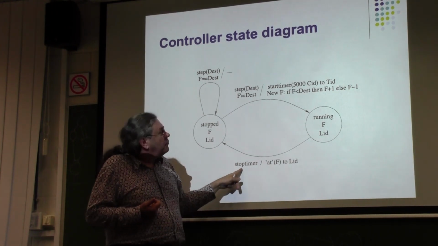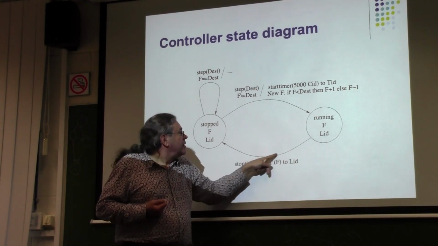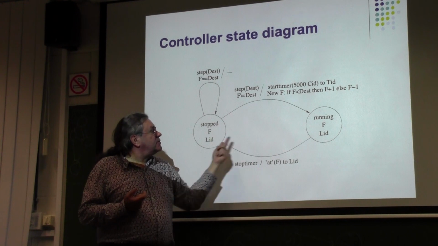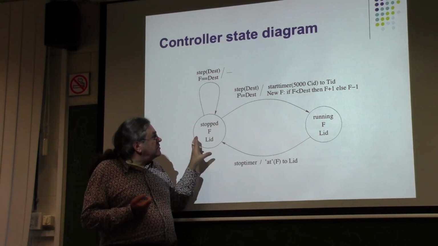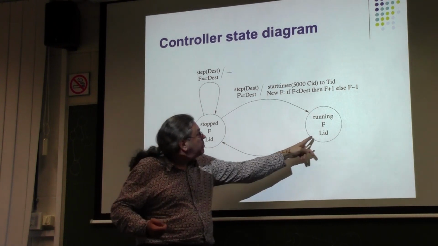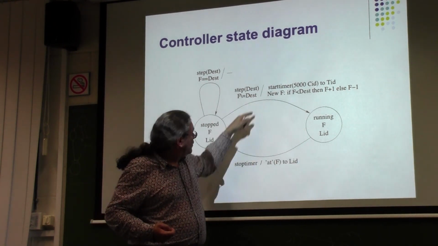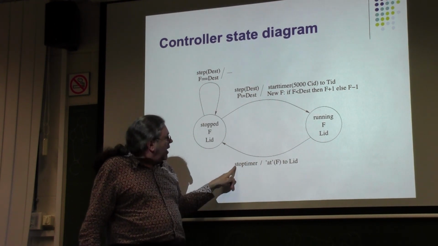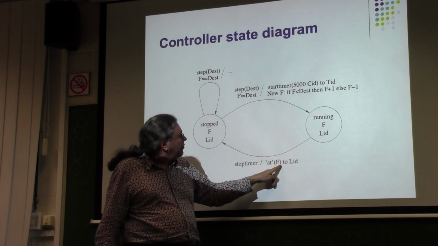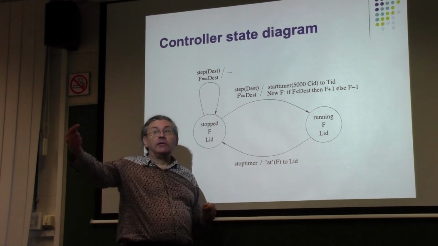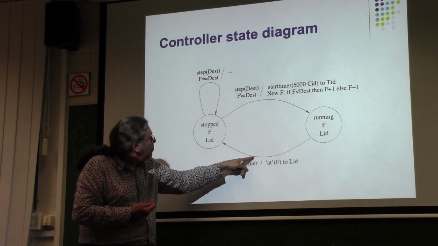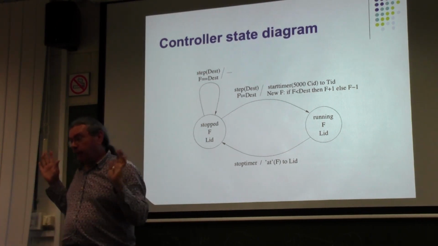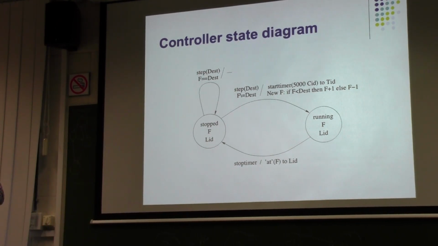Eventually I'm going to receive a stop timer message after 5 seconds. So you see there's time here. This is not just some mathematical thing. This is in the real world. There's a time aspect here. So after 5 seconds, I will receive a stop timer message. Remember the left side of the slash. And then I will send an at message, at F, to the lift ID, like we said before in the diagram, the protocols, and I go back to stopped. And that's it. And I'm here again. That's the whole state diagram, okay?